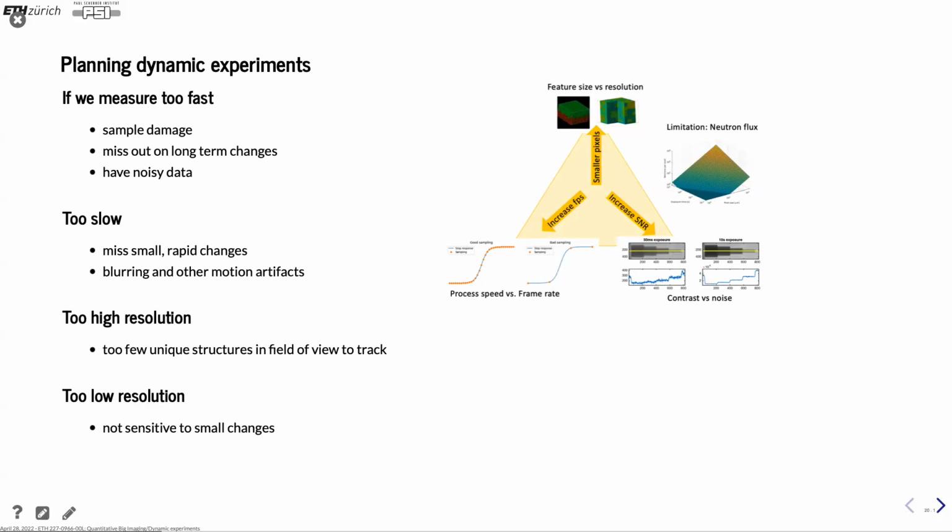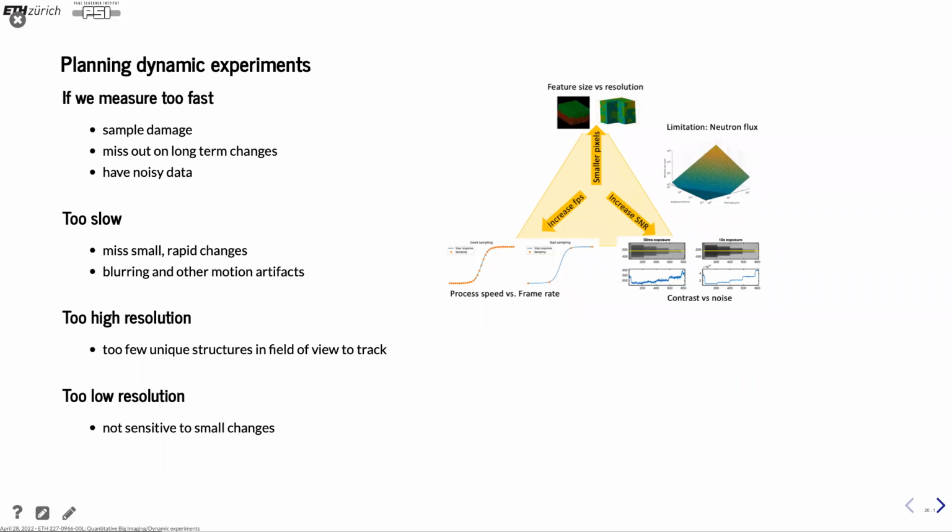Most likely, you will also have noisy data, because when you go faster, you have shorter exposure times. And as we know, there is a relation between signal to noise ratio and the number of captured neutrons, photons, whichever radiation quantity you are using.